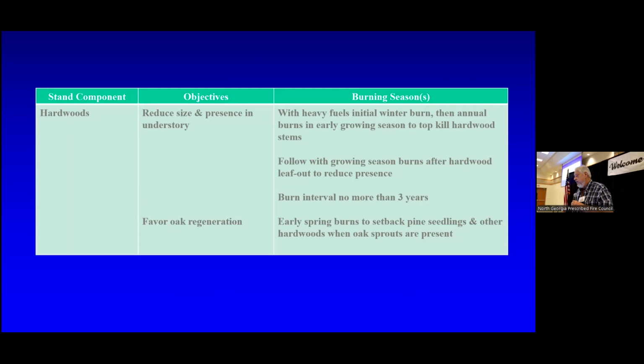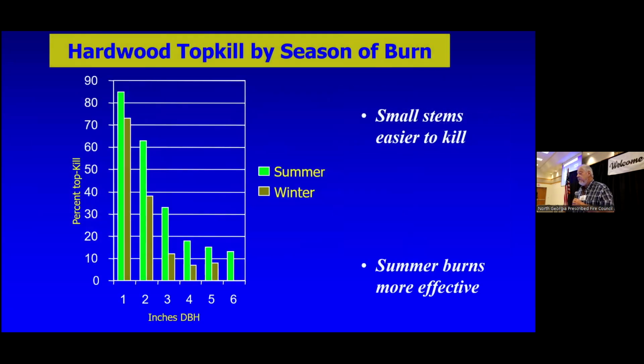Okay, now running out of time here, so let me talk a little bit about what I really like with burning in hardwoods, if you're going to try to favor oak reproduction. And that is a possibility. And we go back to this slide right here. Notice the difference in terms of susceptibility by diameter class on the stems. Obviously, the bigger the stem, the more resistant it is to the fire, and you can play that game in order to try to formulate a good plan for oak regeneration.